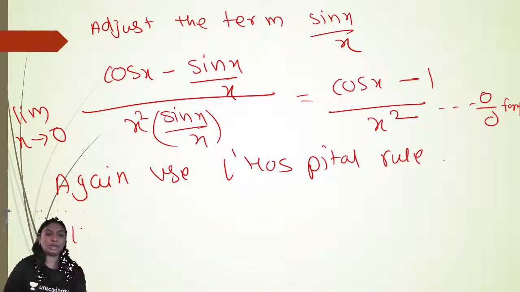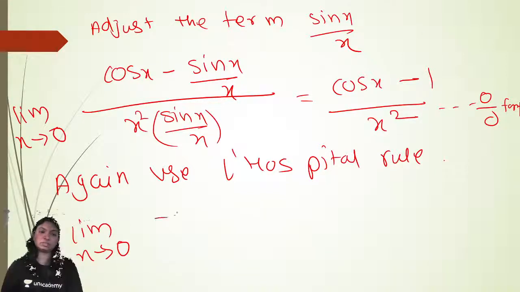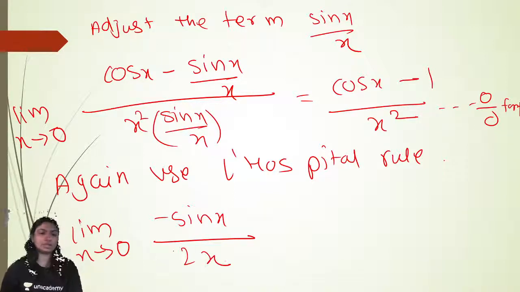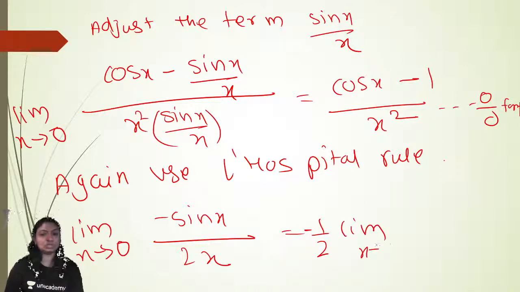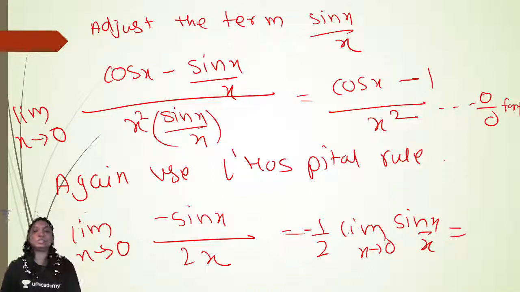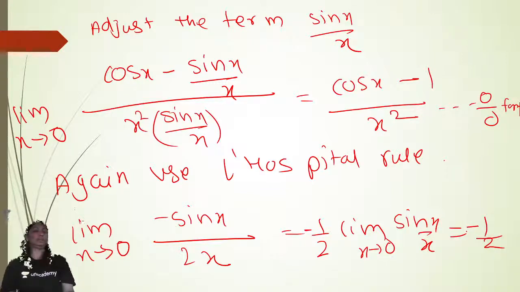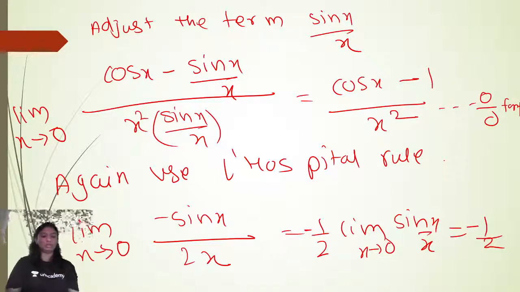So the limit as x tends to 0 of derivative of cos x minus sin x upon 2x. Now again you can adjust the term: 1 by 2 minus 1 by 2 into the limit as x tends to 0 of sin x upon x. The limit of sin x upon x is equal to 1. So minus 1 by 2 is the final answer for the given function.